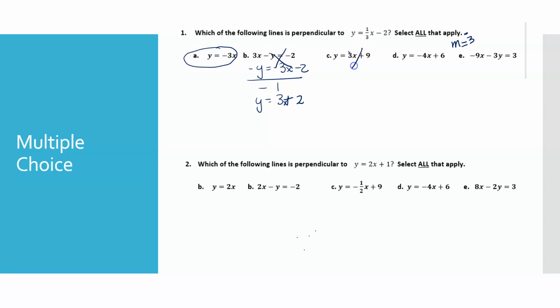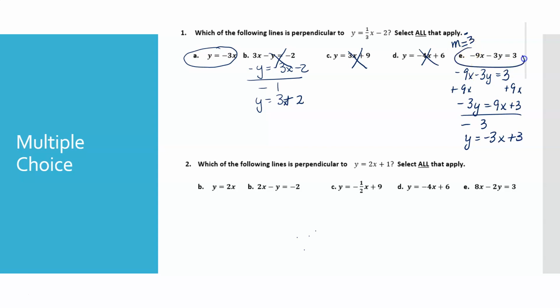This one is positive. It doesn't work. This is negative 4. It doesn't work. And let's take a peek at this one when we rearrange. I'm going to add 9x to each side. So I have negative 3y equals 9x plus 3. And when I divide by negative 3, I have y equals negative 3x plus 3. So this one also works.